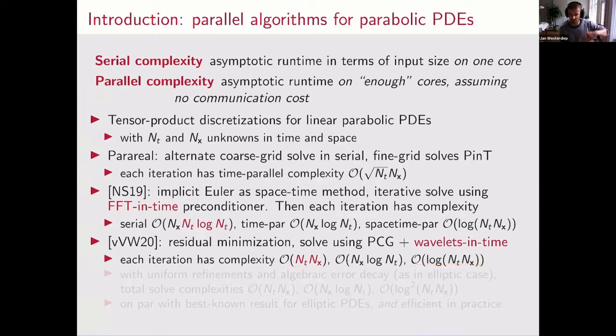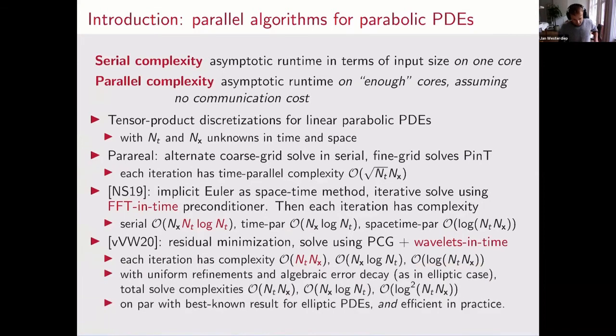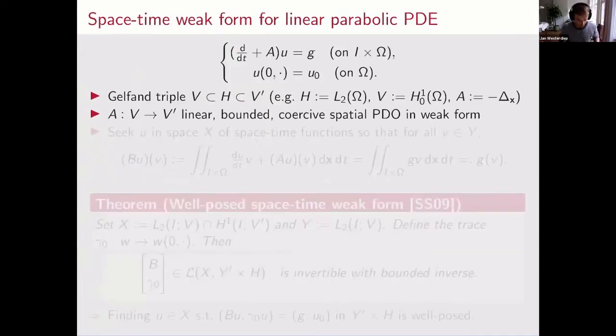And taking ideas from the elliptic PDE community, if we take uniform refinements and assume this algebraic error decay, then we can do the entire solution process in linear cost on a serial machine and log squared cost on a parallel machine. And this, as I said, is on par with the best known result for elliptic PDEs. But this is not the whole story, because the algorithm turns out to be actually efficient in practice as well. All right, so we'll go through this at a bit faster pace because I think Johannes gave us a good taste of it already.